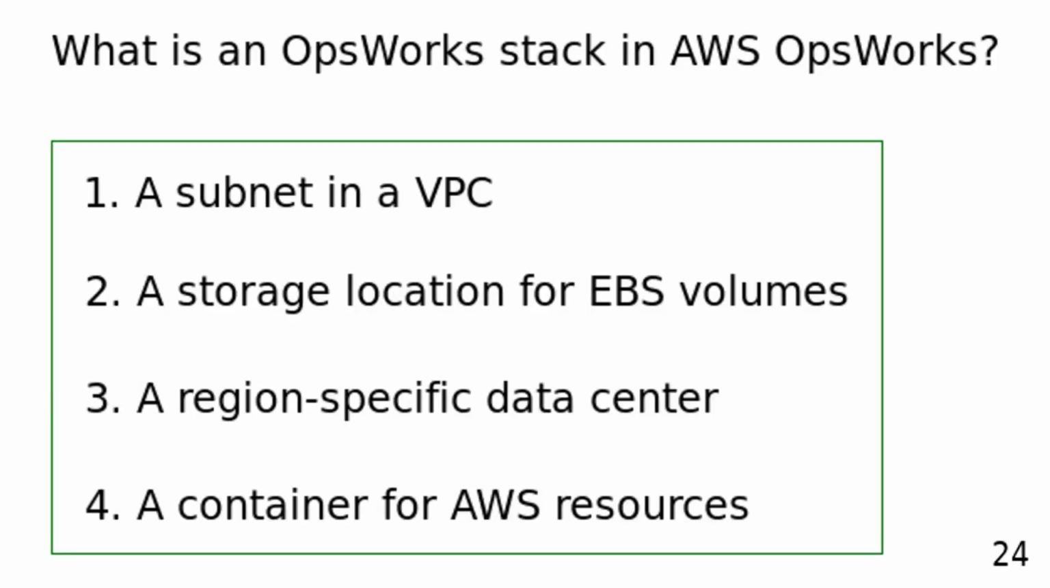What is an OpsWorks stack in AWS OpsWorks? A subnet in a VPC. A storage location for EBS volumes. A region-specific data center. A container for AWS resources.